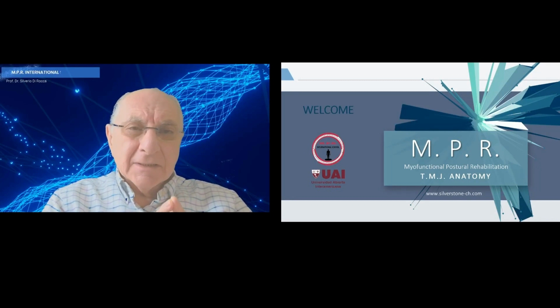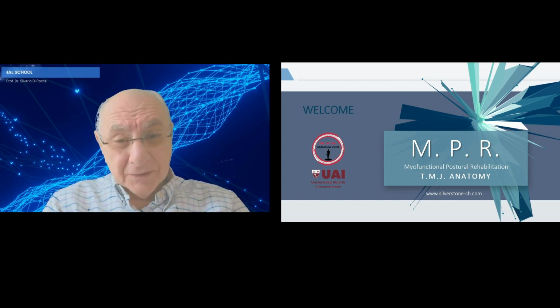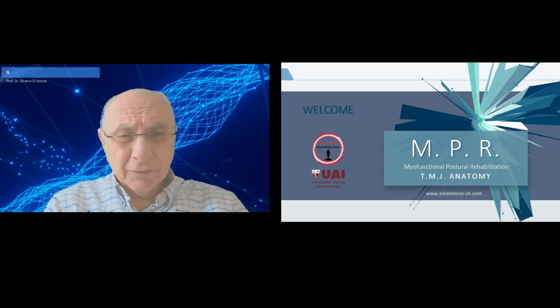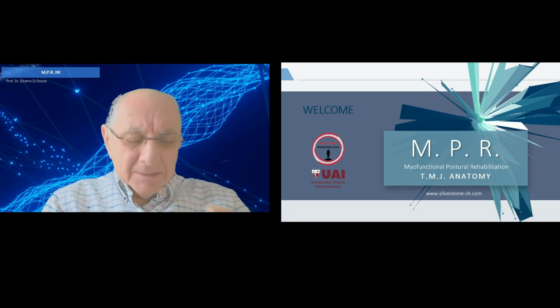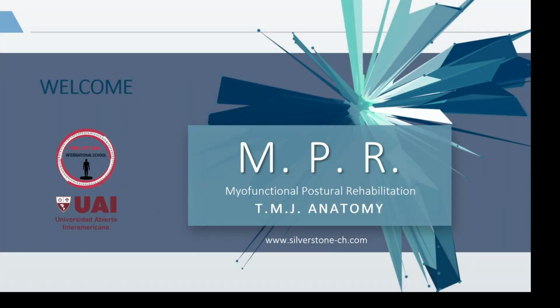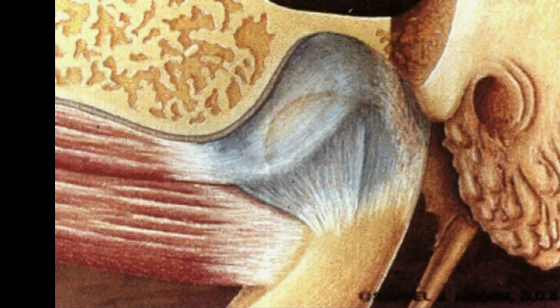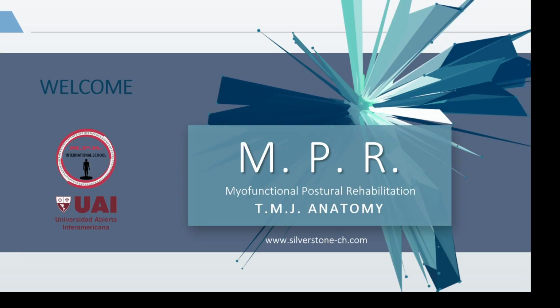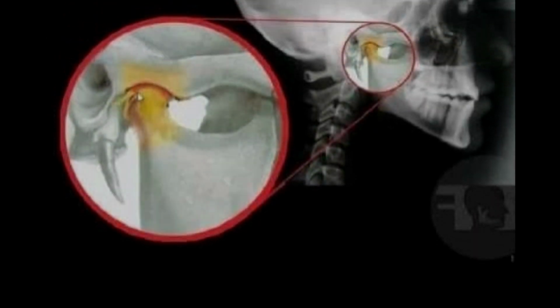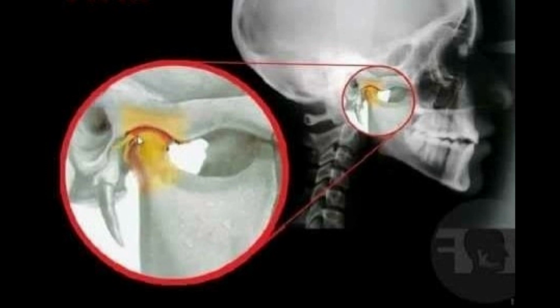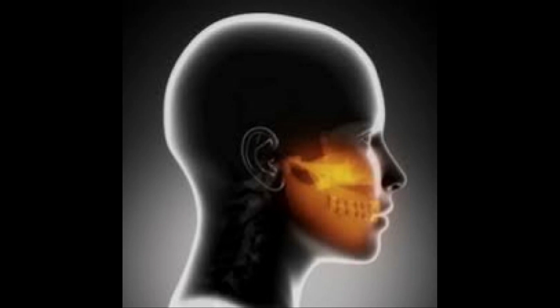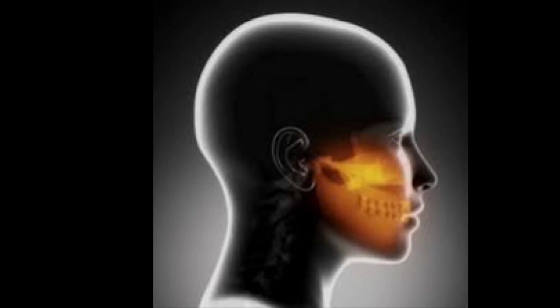Temporomandibular joint anatomy. The structure of the temporomandibular joint is very important. This particular joint is covered by fibrocartilage. That's why if the pressure increases inside the joint, it will deform and we will have a disease.